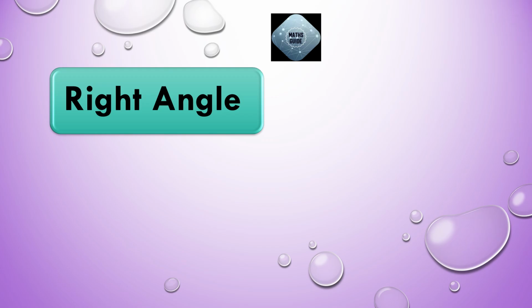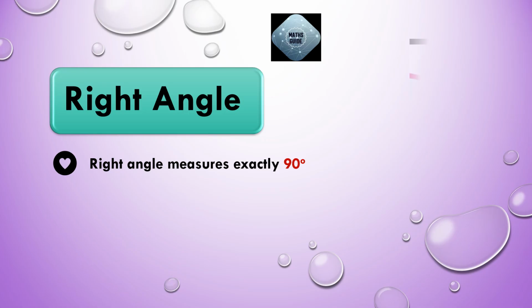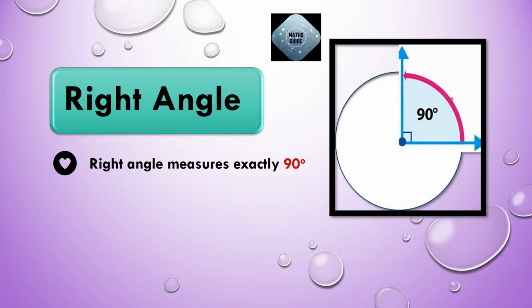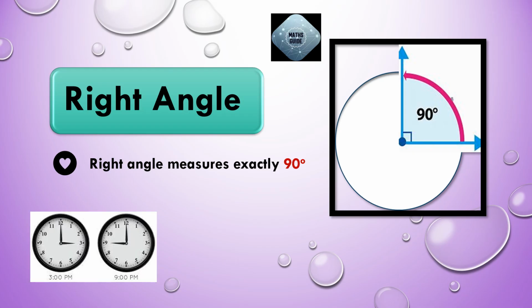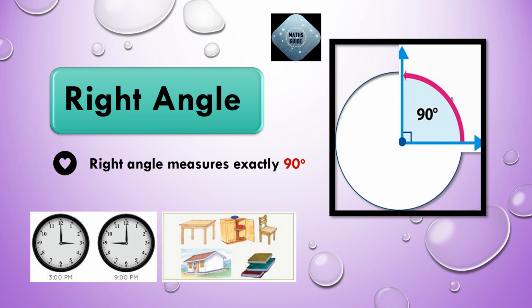Before moving on to the reflex angle, let's recall other types of angles too. First angle is right angle. A right angle is one of the most fundamental concepts in geometry, representing an angle of exactly 90 degrees. It forms a perfect L shape like a corner of a square or rectangle and is a building block for many geometric shapes and designs.